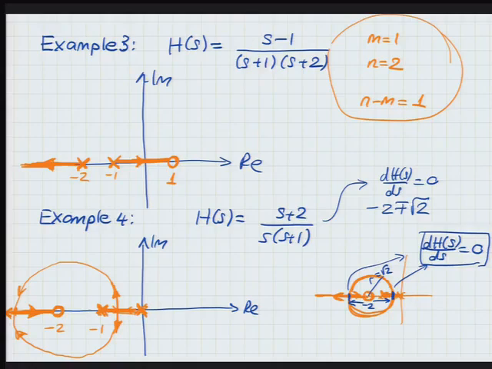Well, from the few rules we discussed, right, we know that they have to either go to infinity or to a 0, right? We also know that this segment here is part of the root locus. So somehow they have to come back there, right? And so that one can go here and the other can go there.